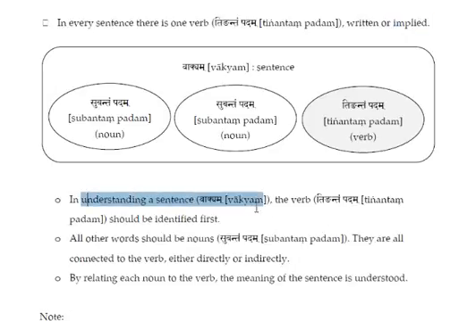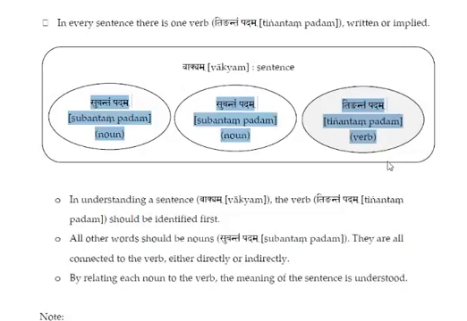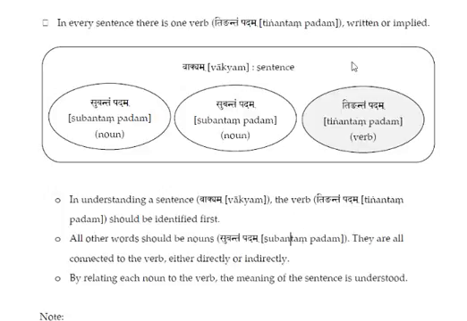In understanding a sentence, vakyam, the verb, tingantam padam, should be identified first. When you are given a sentence, it consists of one word or many. Let it be one word or 100 words, the first thing you have to do is point out the verb. Catch the verb first. It contains only one verb, and if it is not stated, you catch the implied verb first.